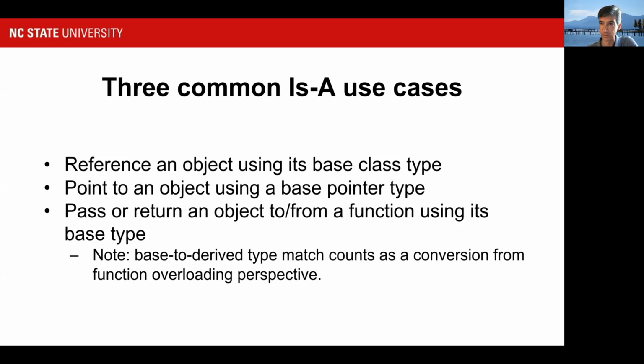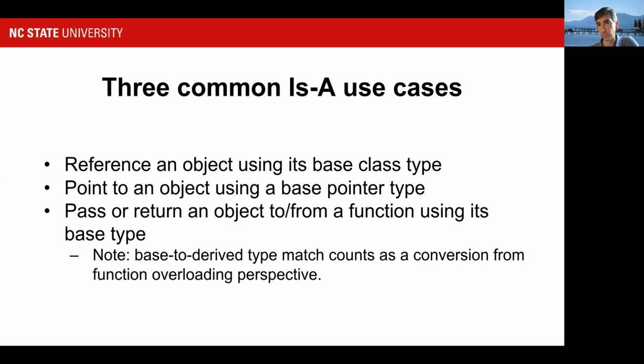That's what I just showed you on the slides, where I declare a rectangle reference and point it to a square. That means I can pretend that the square object is a rectangle for all practical purposes. That's pretty neat. I can point to an object using a base pointer type. And I can also pass or return an object to or from a function using its base type.